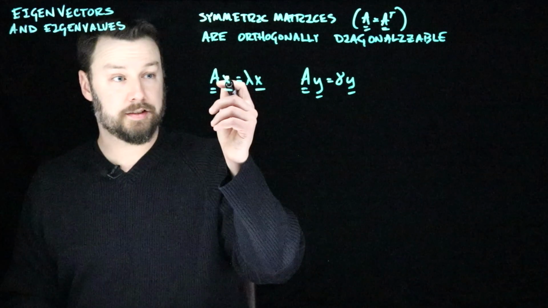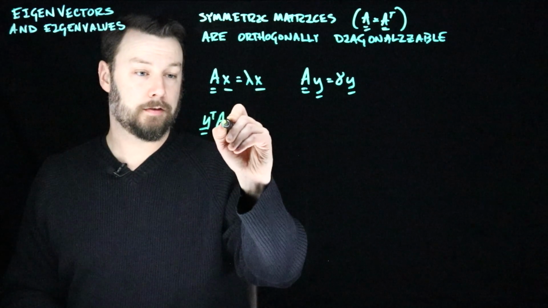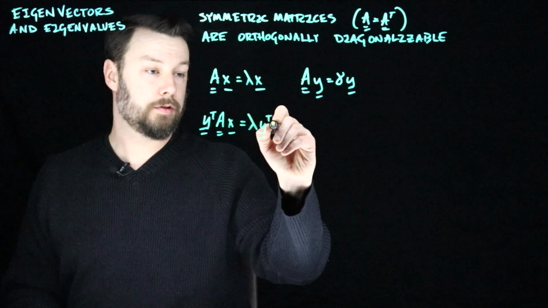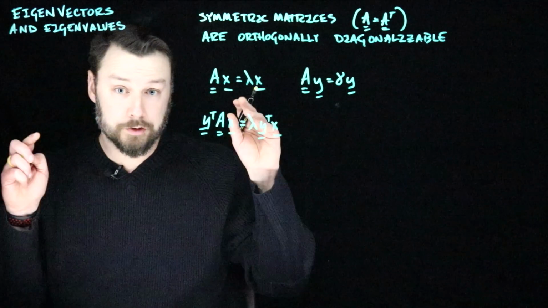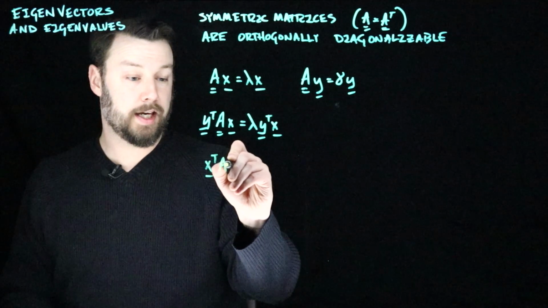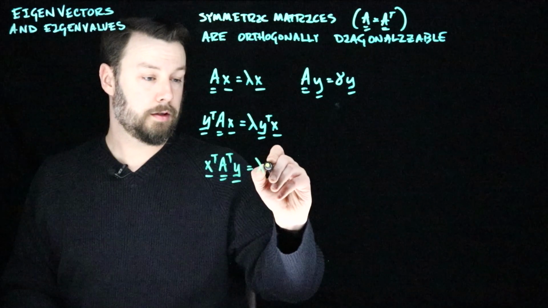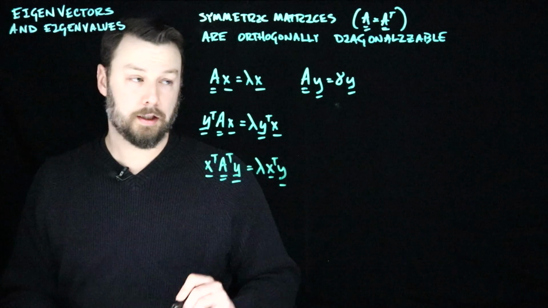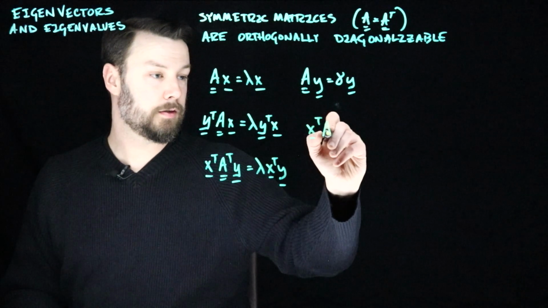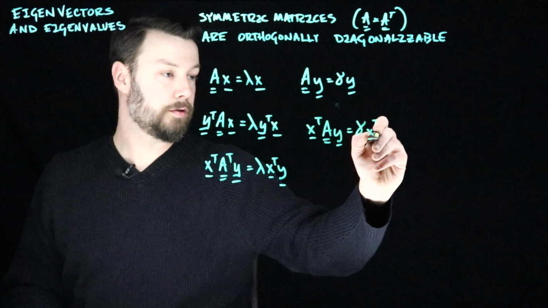Now we come along and let's say we hit this on the left with y transpose. So now we get y transpose A x equals lambda y transpose x. Now these are both scalars, so we can transpose scalars, no problem. So let's do that. Let's write x transpose, now A transpose y equals lambda x transpose y. And let's do the same thing over here. Let's imagine we hit this with an x transpose on the left: x transpose A y equals gamma x transpose y.